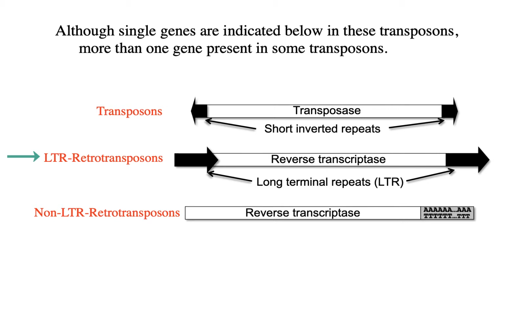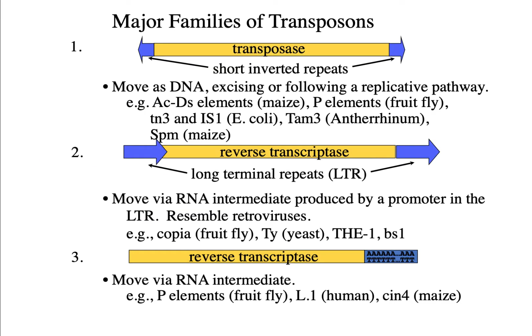Long terminal repeat retrotransposons have a reverse transcriptase, as I've already shown in the last lecture, as well as these long terminal repeats, or LTRs. Non-LTR retrotransposons, at least some of them, have a reverse transcriptase as well as what looks like a poly-A tail. So it appears that they originated from an mRNA that then was copied into a DNA and inserted into the genome.